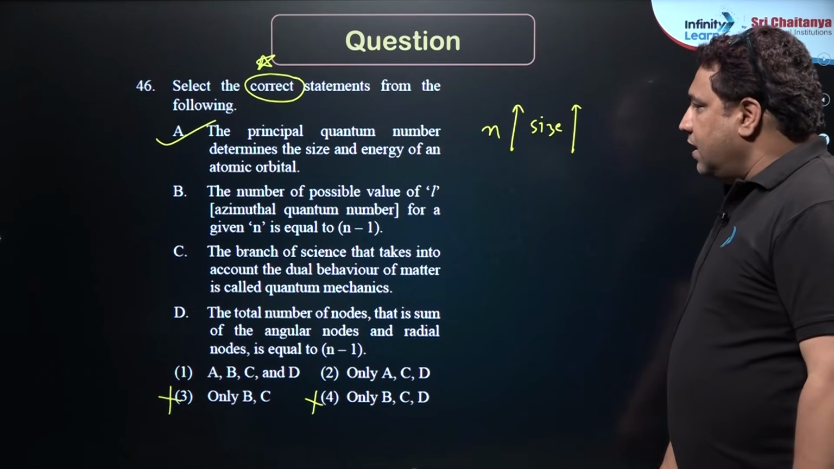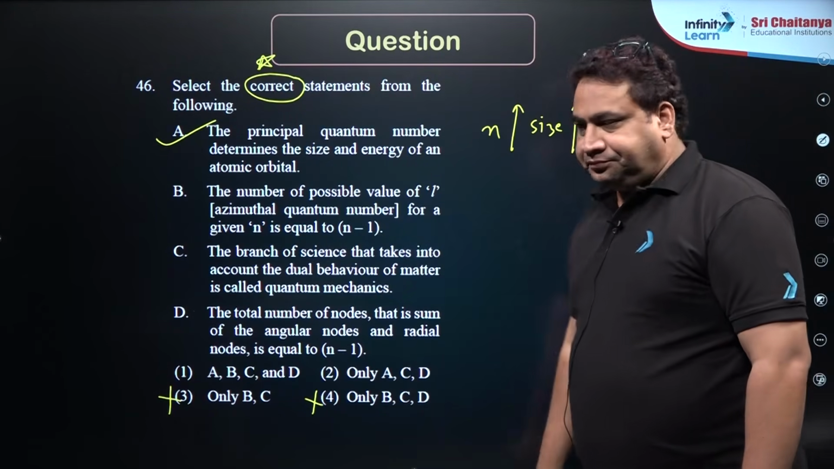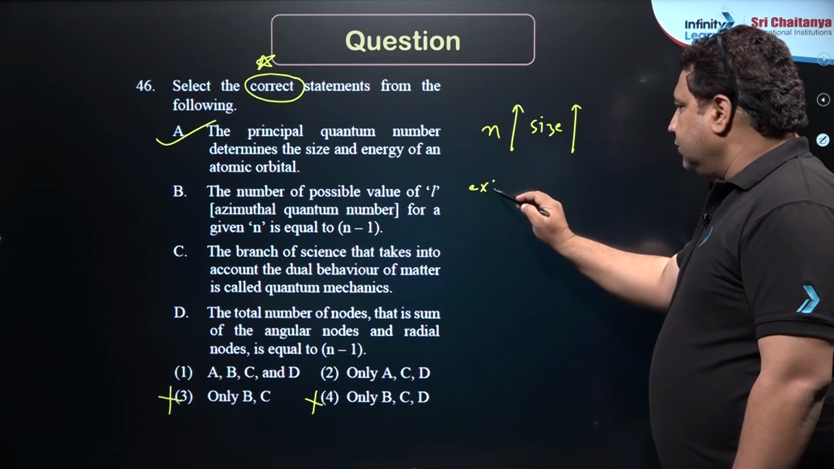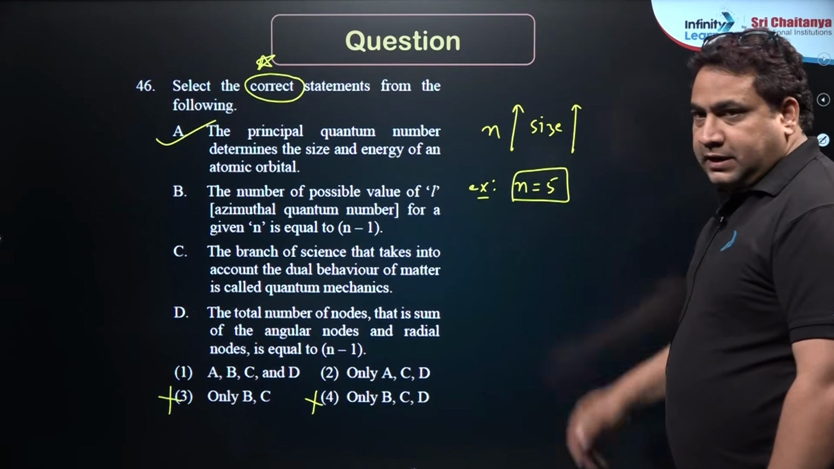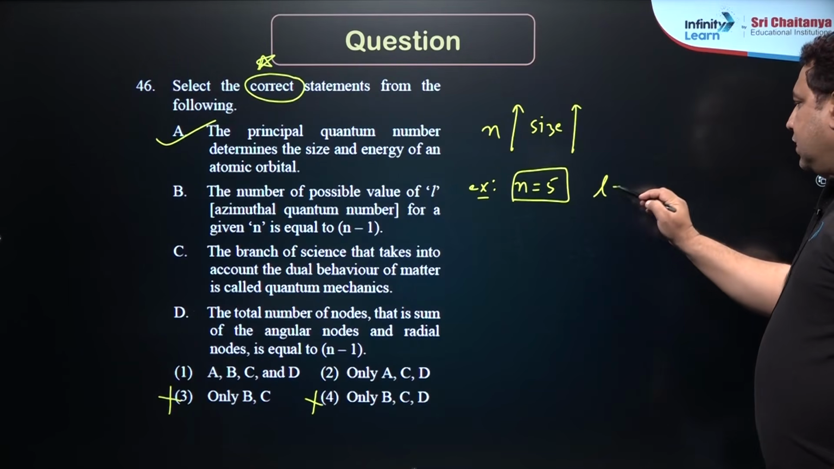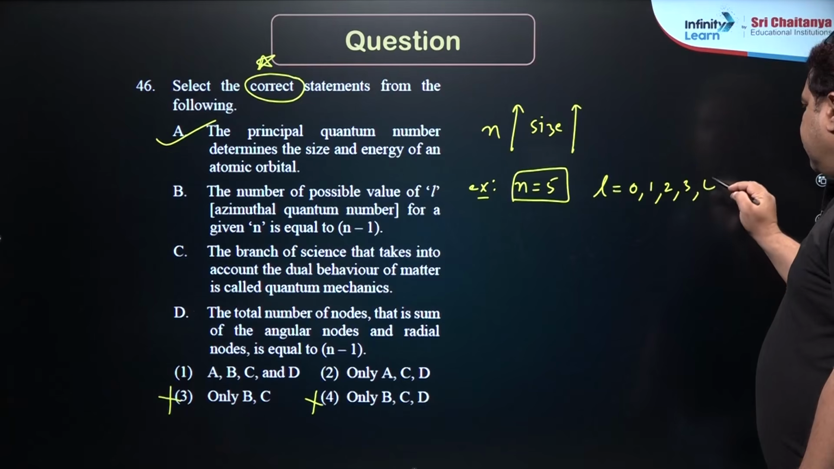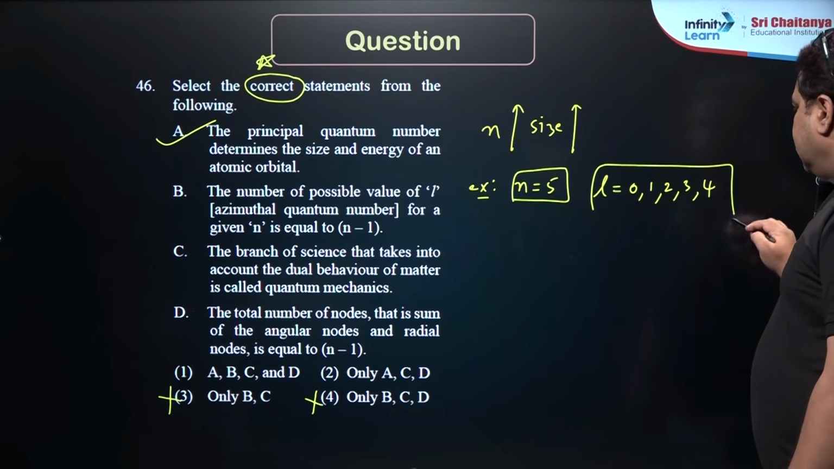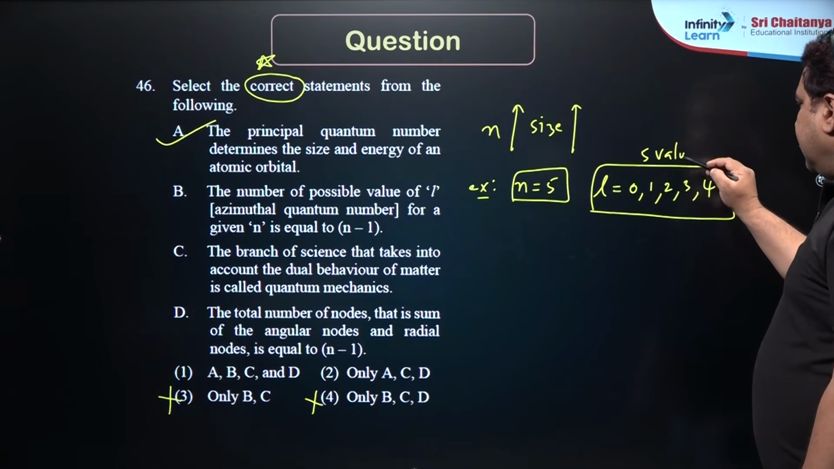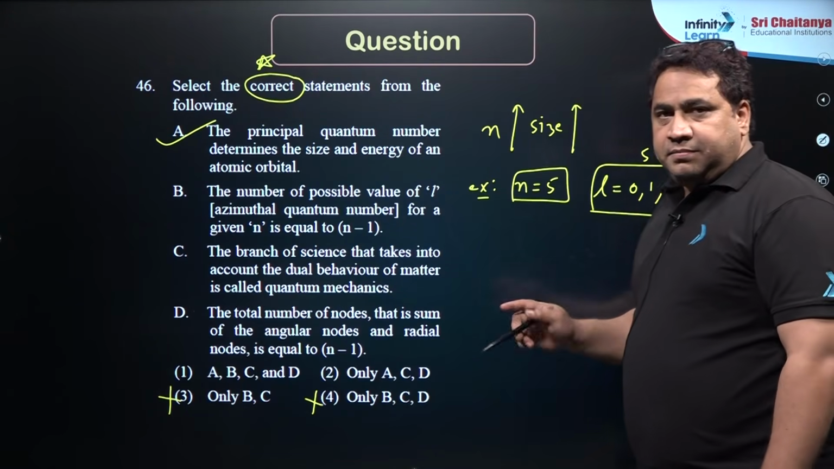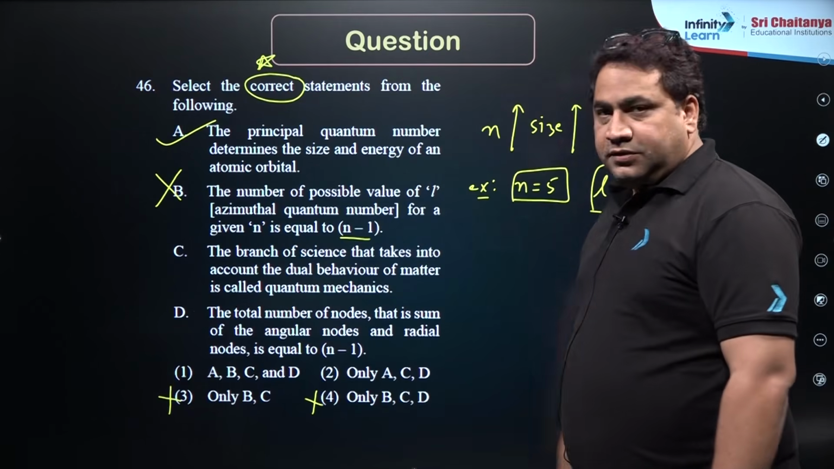The number of possible values of L for a given n is equal to n minus 1. So let us take one example. For example, let us say n is 5, hypothetically. Then L values can be taken as 0, 1, 2, 3 and 4 for a given n. Hence, you can see this can have 5 values. That means the values are not identical. Hence, this statement goes wrong because he is saying here n minus 1.